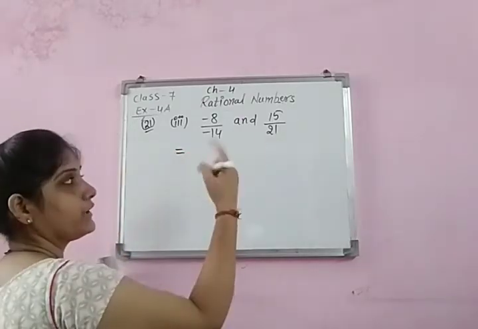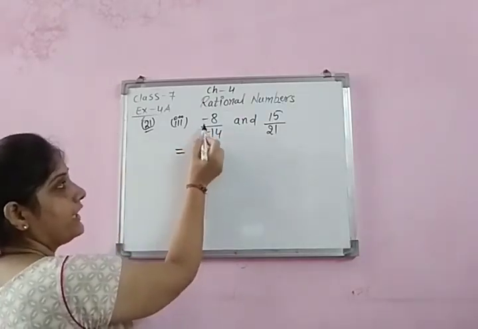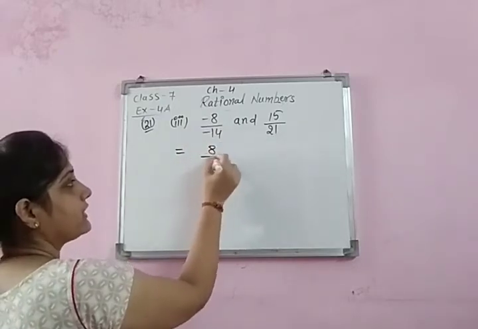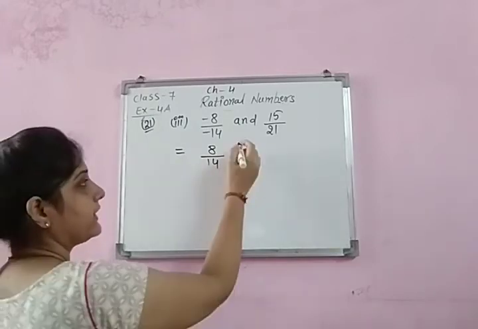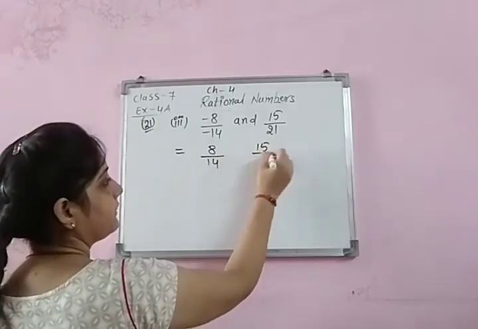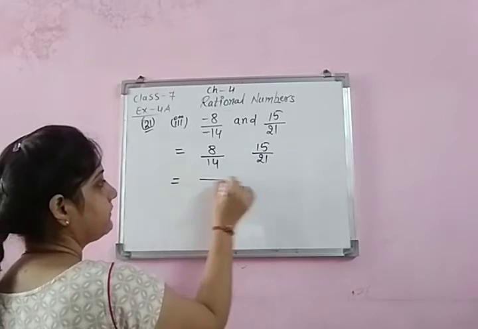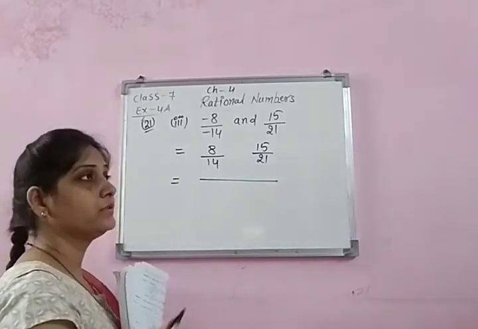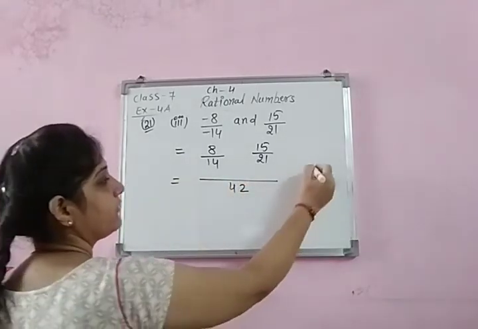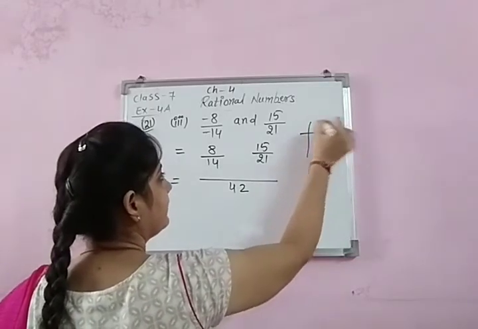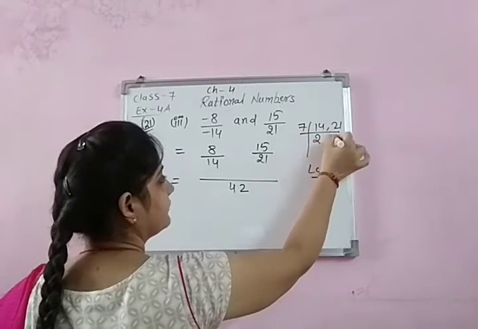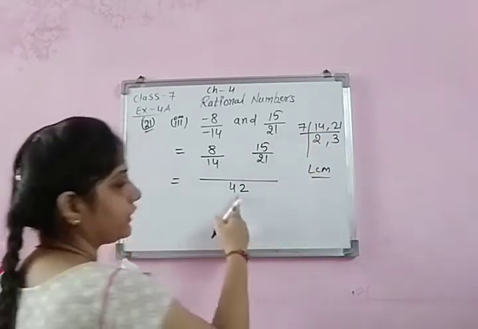So as I told, first make the denominator positive. Both are negative, so they can be cancelled, because it is a positive rational number. Minus minus becomes plus, so I can write it like this, and this is already positive. Now take the LCM. I think the LCM will be 42. You all know how to take the LCM of 14 and 21: divide by 7, 7 twos are 14, 7 threes are 21, so the LCM is 42.